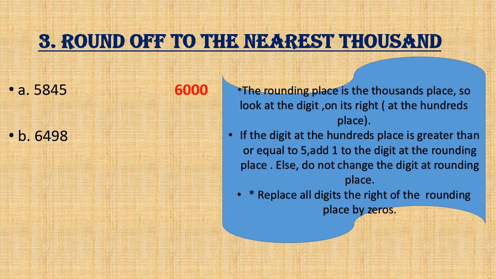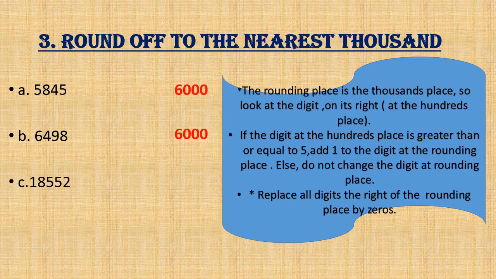Part B, 6498. In thousands place we are having 6, but if we look to its right, in hundreds place we will see 4, and 4 is smaller than 5, so we will not make any change. So our answer will be 6000.